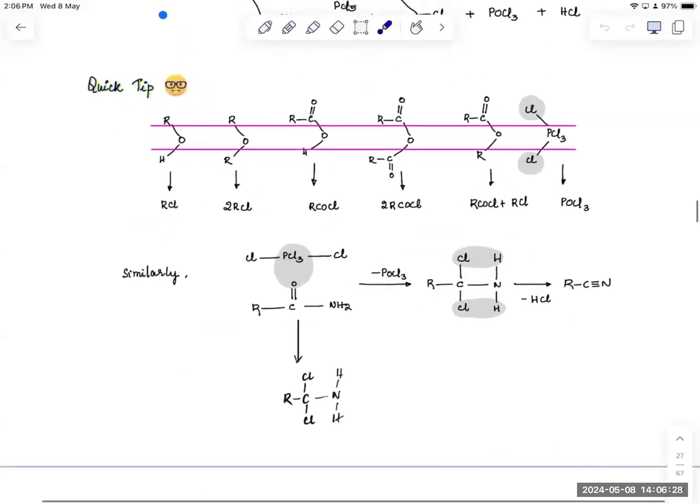The other day, we studied how PCl5 can be used for making alkyl halides from alcohols. So if you add PCl5 to alcohols, you will get an alkyl halide here, and the other products will be POCl3 and HCl. Okay, so this is what we have seen once.